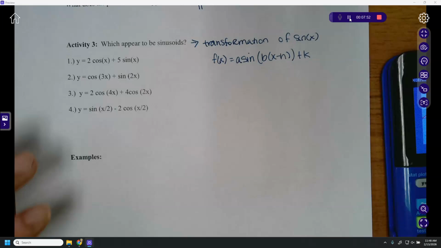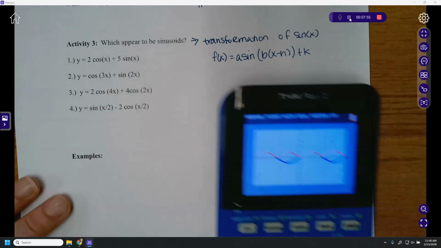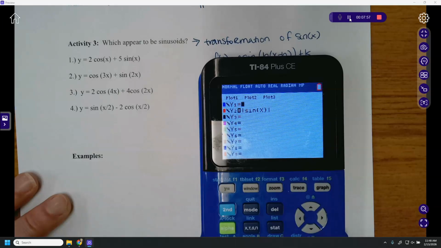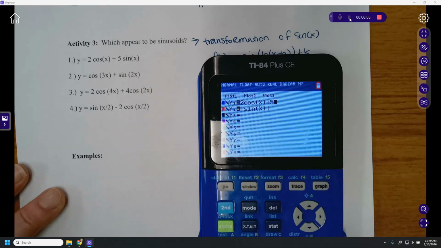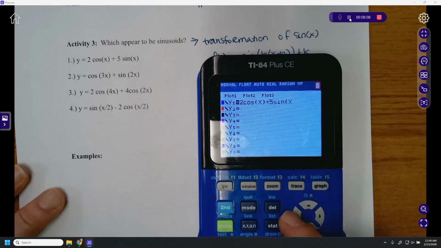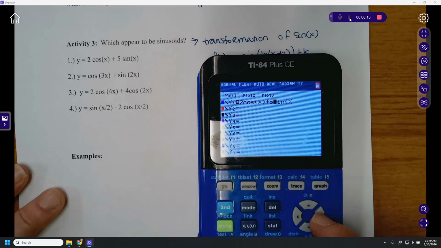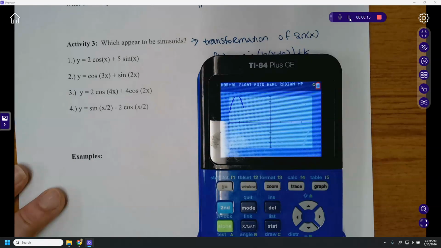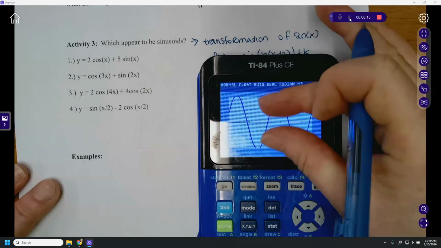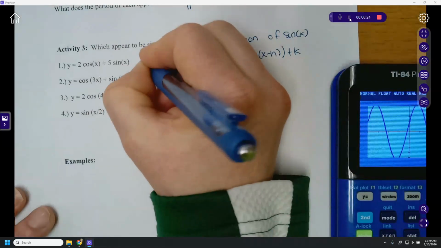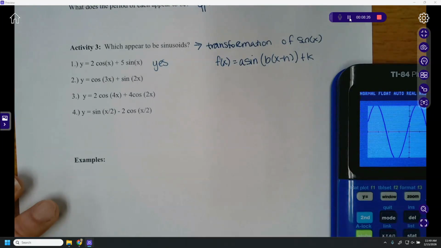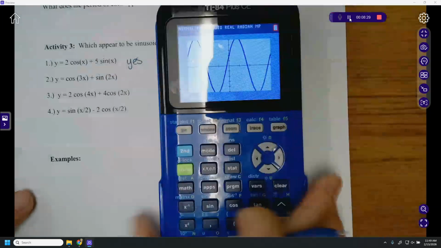Once again, we're going to run across some things that have some nice patterns, but are not sinusoids. All right, let's take a look. First, we got 2 cosine of x plus 5 sine of x. This definitely looks like it's a sine. It's stretched pretty high. And so this would be a yes. This appears to be a sinusoid. You can always zoom out a little bit if you're not sure. Let's try the next one.